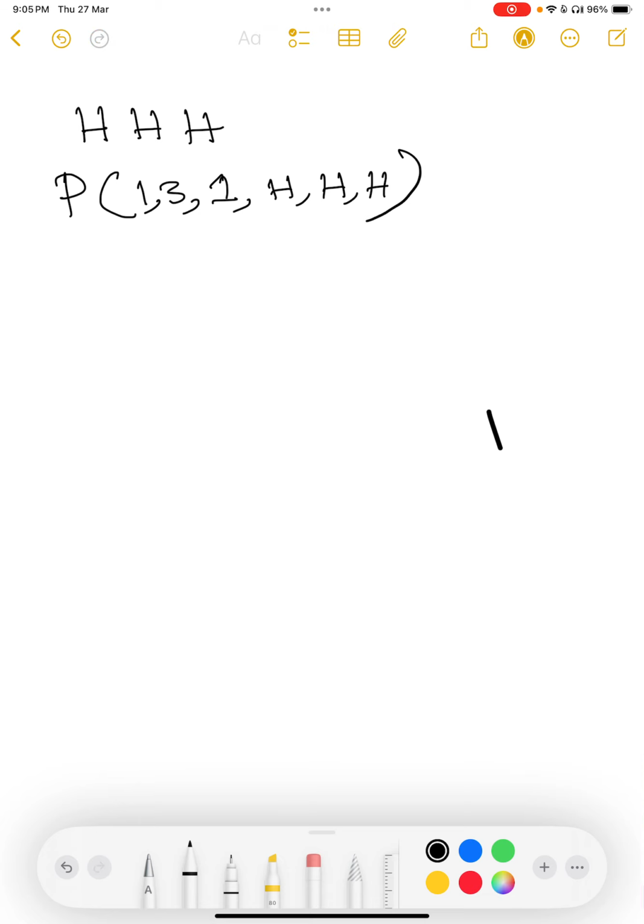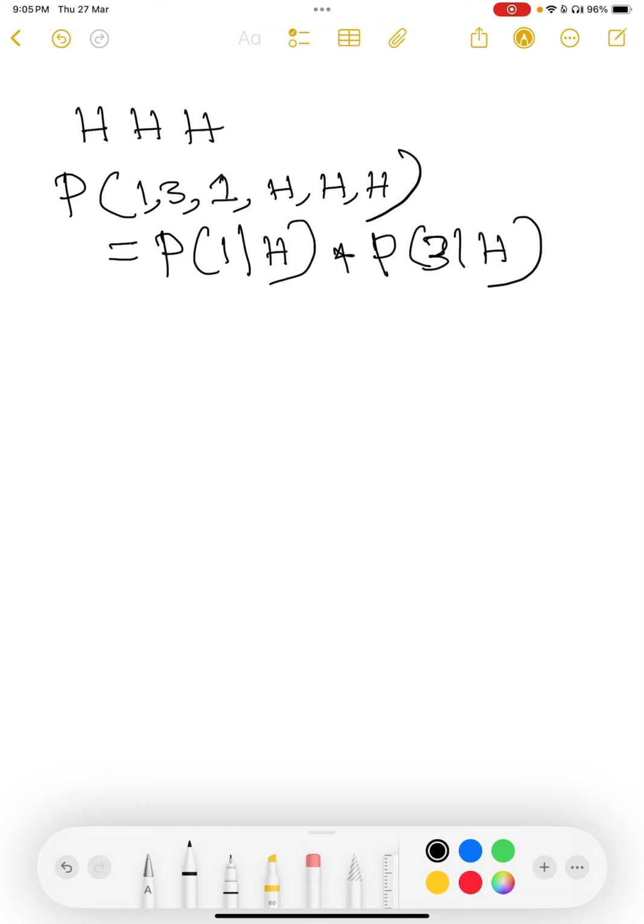131, right? Right, so we have to find 131 and HH. So how will you find this now? First of all, you have to go for the emission probability: the probability of 1 given H into probability of 3 given H into probability of 1 given H.